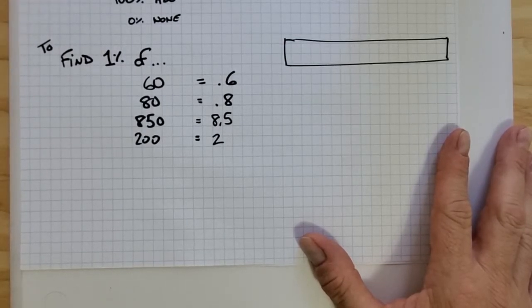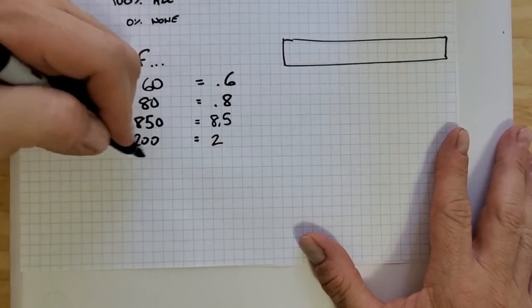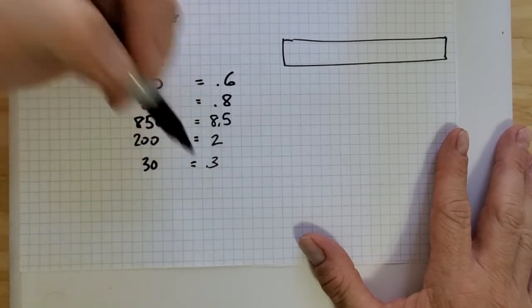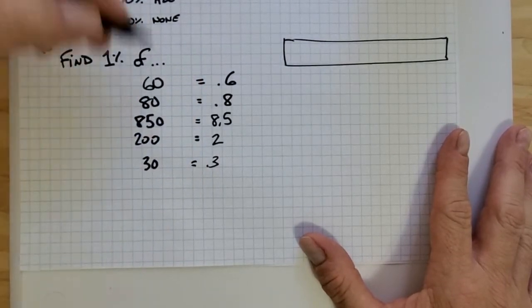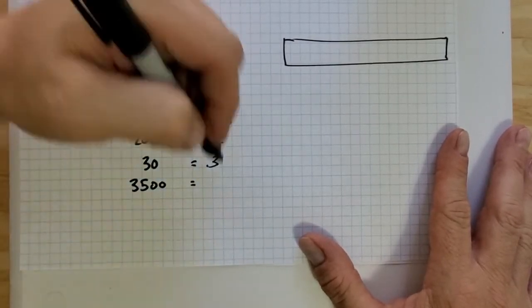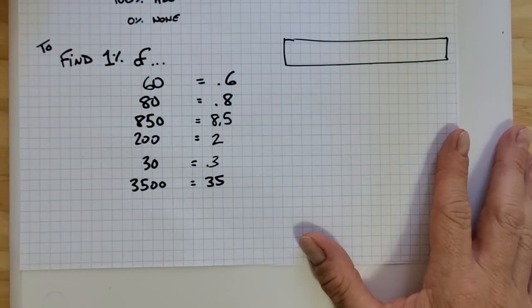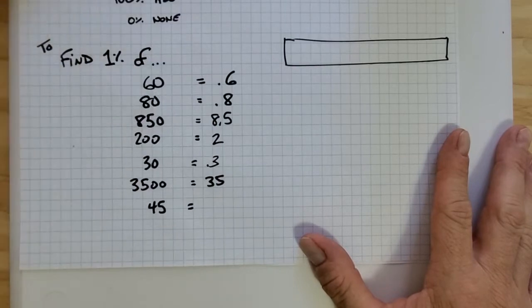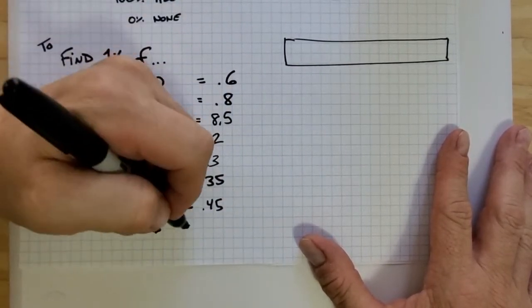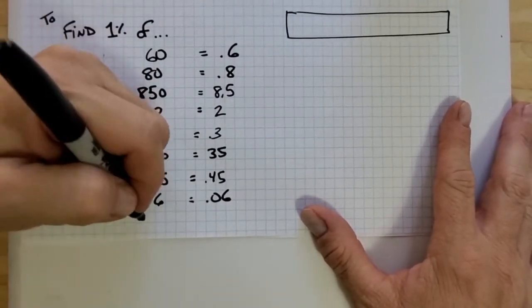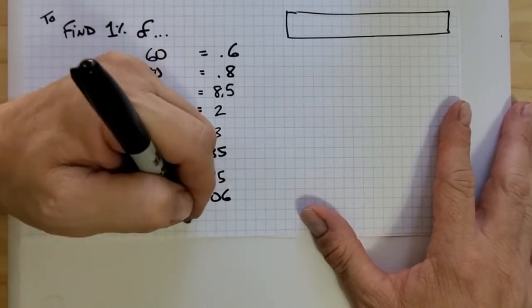Let's go with 1% of 30. Well, again, it's going to be a small value. Let's go with 1% of 3,500. 1% is 35. Let's go with 1% of 45. It's going to be this. 1% of 6. It's going to be this. 1% of 90. It's going to be this.